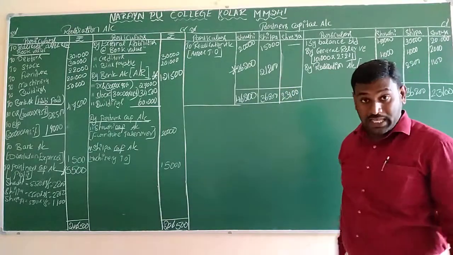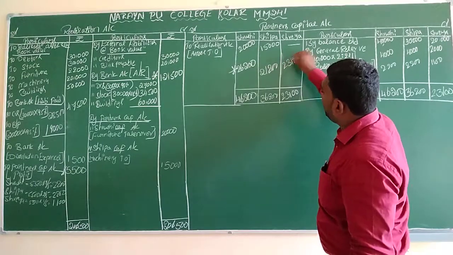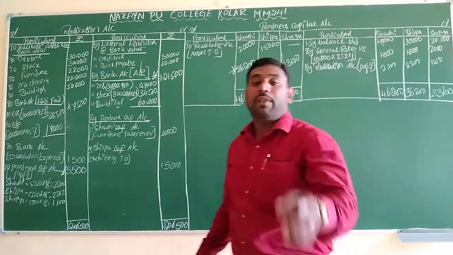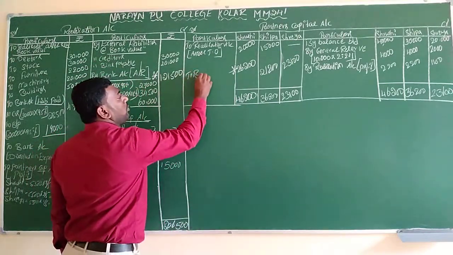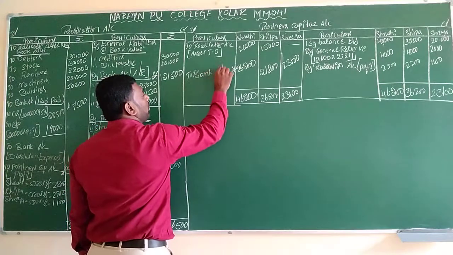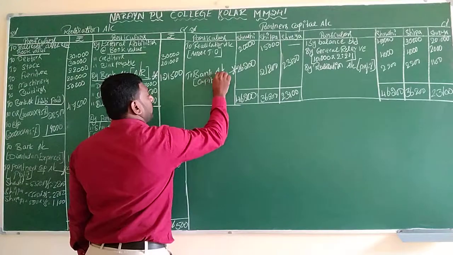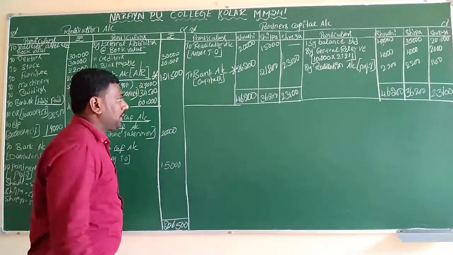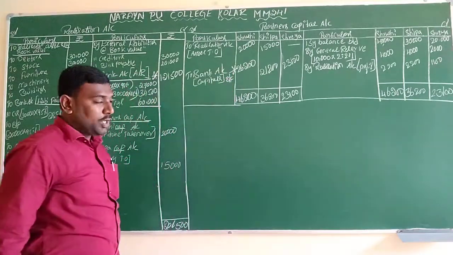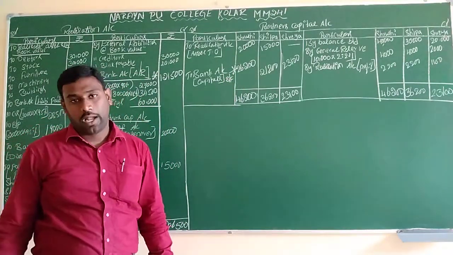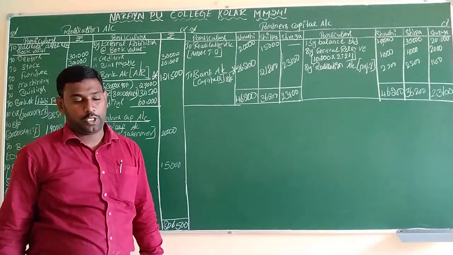23,100. If anything is there, we should deduct. Nothing, so the same value, 23,100. For this, we will give a particular name. We will write to bank account. In bracket mention capitals balancing figure. So this is about the third account which we have to prepare in this class video.